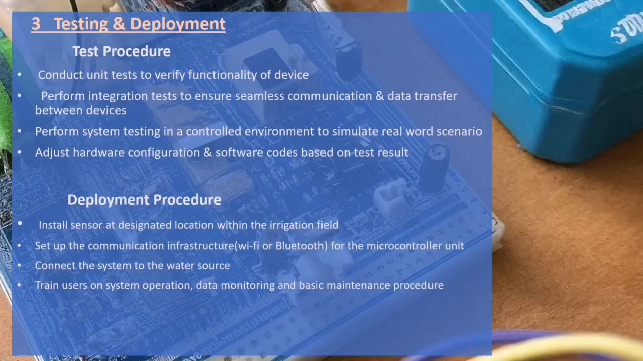Third one is testing and deployment. This slide highlights the testing and deployment procedures for our IoT-based smart irrigation system. Rigorous testing ensures the system functions as intended in harsh environments and real-world conditions. Proper deployment includes proper installation of the system, proper monitoring of system performance, and training of users on maintenance.